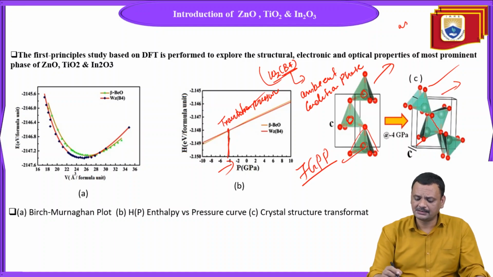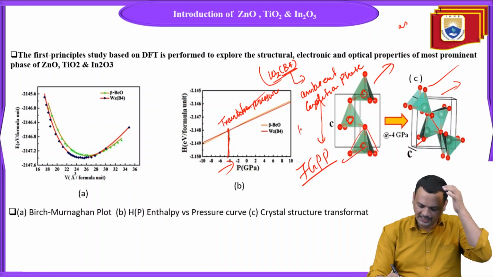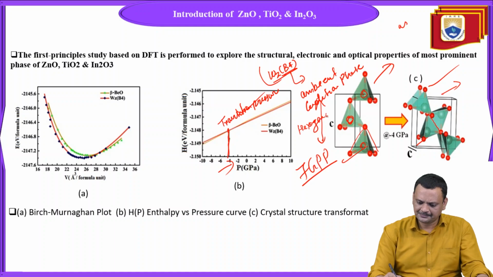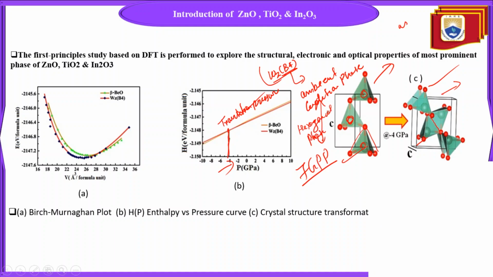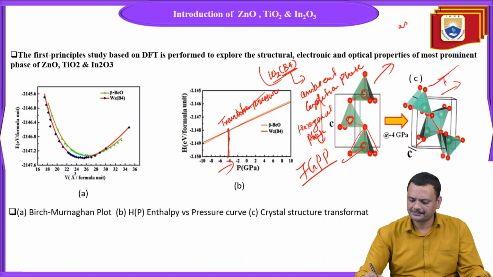Also, this B4 phase of zinc oxide is a hexagonal phase, but this beta BeO phase is a trigonal or tetragonal phase, the tetragonal phase.